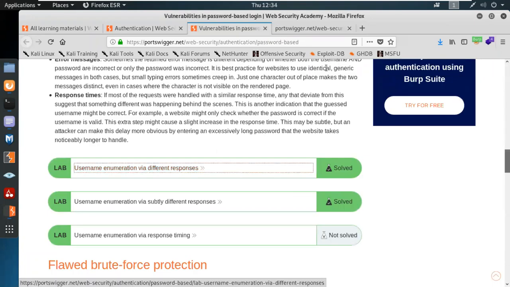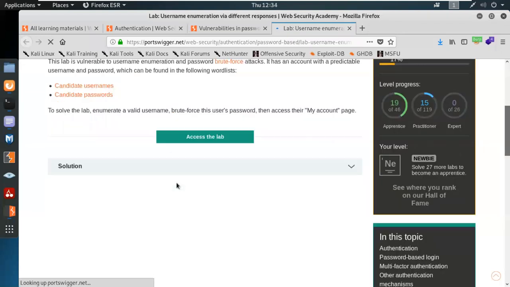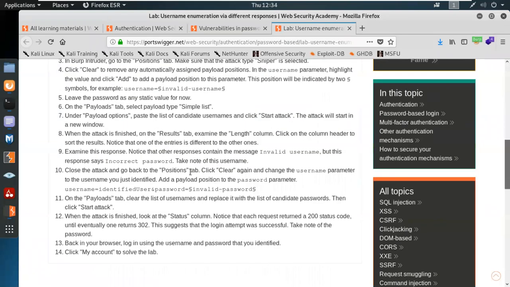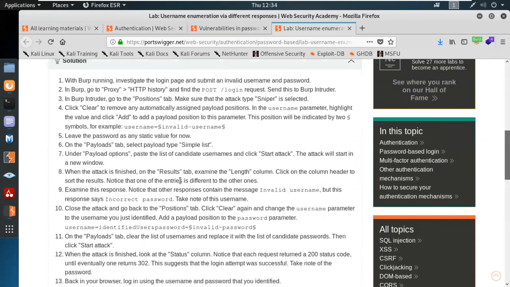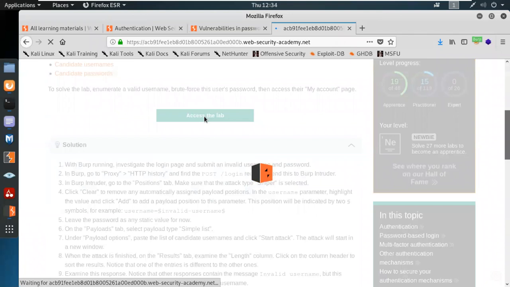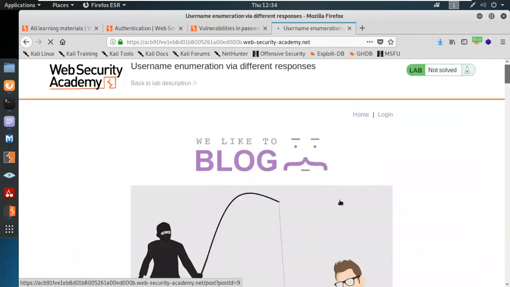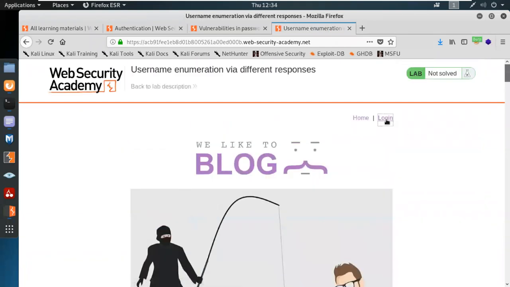So let's try with the access part. Before that, if you are not familiar with these things, kindly check the things one by one. Let me show you how it looks. So let's access the username. We'd like to go to blogs. So we have a simple blogging site over here, and we have a login page.